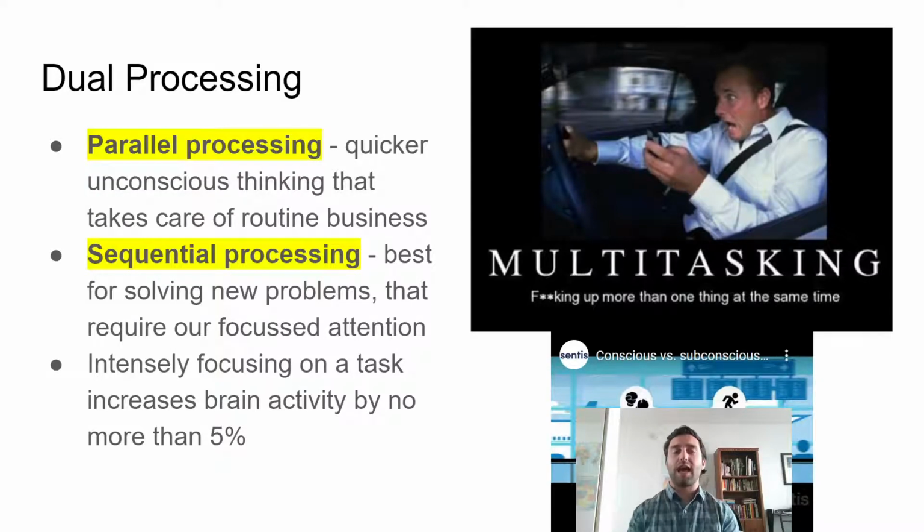Usually, our parallel processing is taking care of things that are considered routine. Again, an example is our heart beating. We don't have to consciously do that. Our heart just does it. Our brain is just telling it to do that all the time. The same thing goes for certain tasks, which can become parallel.